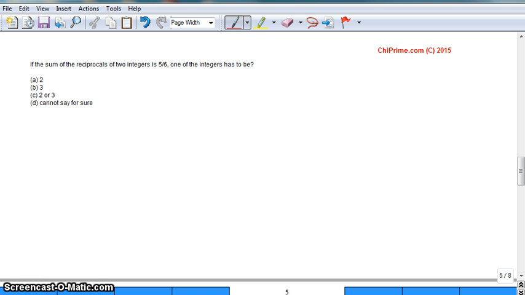The question states that the sum of the reciprocals of two integers is 5/6 and asks us if one of the integers has to be one of the options given below. So let's call one of the integers a and the other b. So effectively, the question is saying 1 over a plus 1 over b. Remember, the reciprocal is 1 over a number, right? So 1 over a plus 1 over b is equal to 5/6. If we normalize the denominators like we know how to do, b plus a over ab equals 5/6.